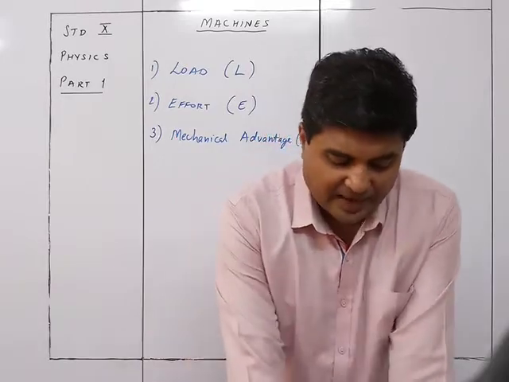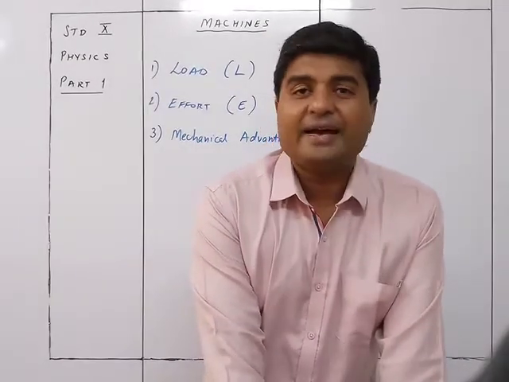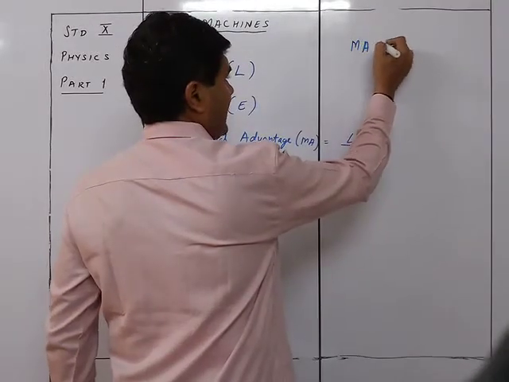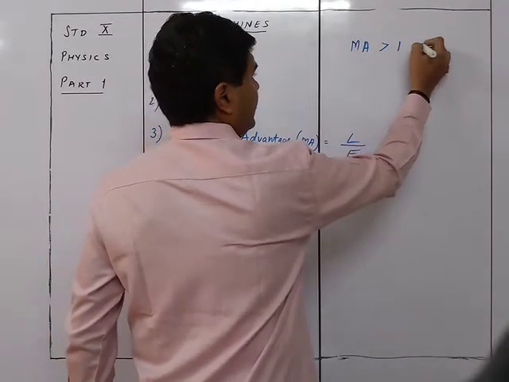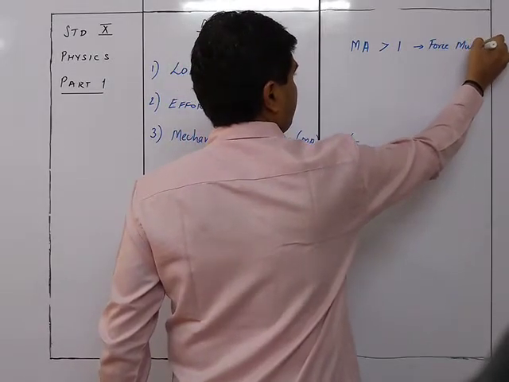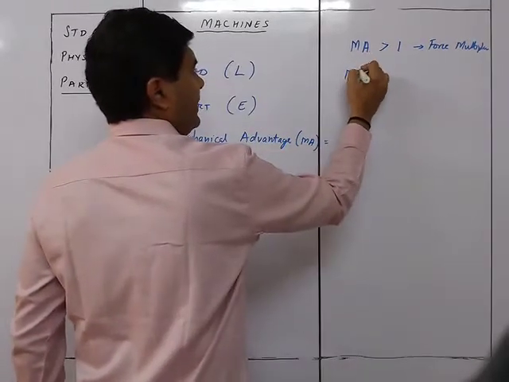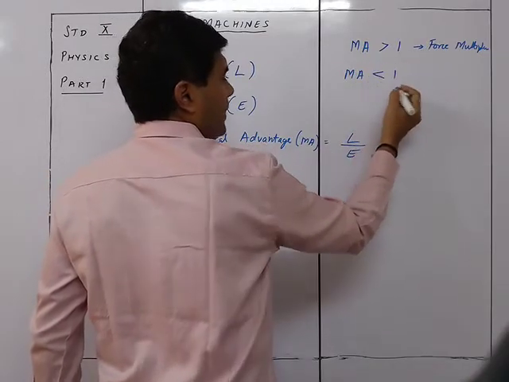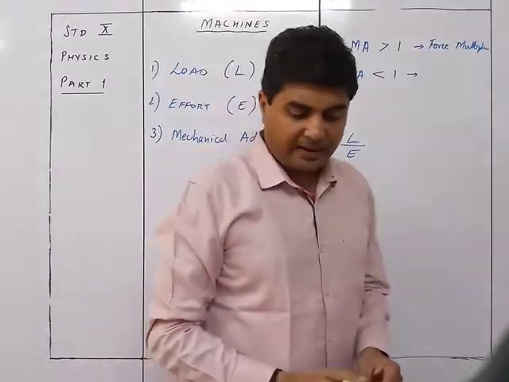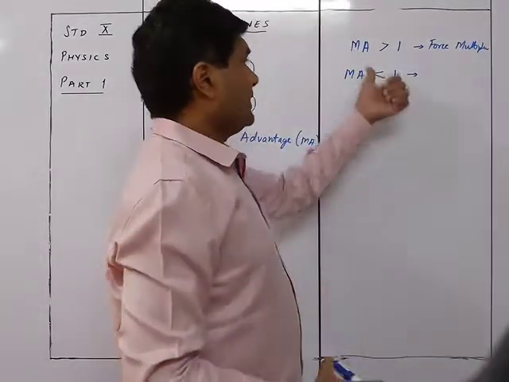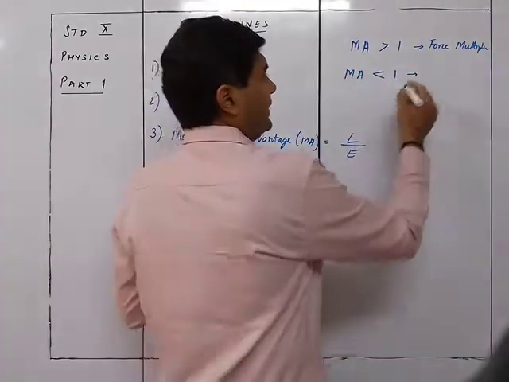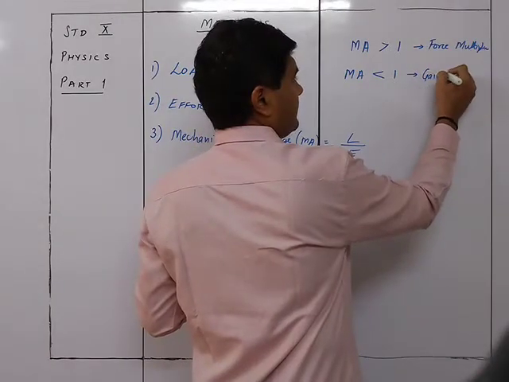A machine having the mechanical advantage greater than 1 acts as a force multiplier. So we have over here that if a machine has a mechanical advantage greater than 1, it is a force multiplier. Okay, if MA is less than 1, then if mechanical advantage is greater than 1, okay, then it is force multiplier. If it is less than 1, it is gain in speed.